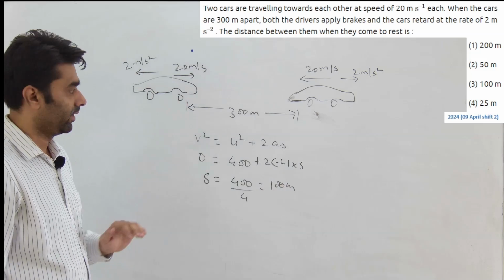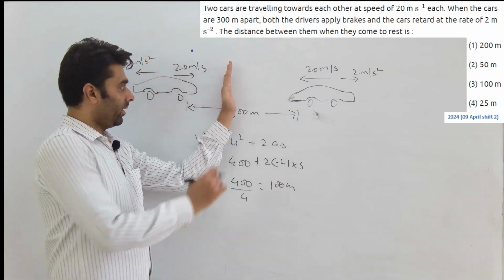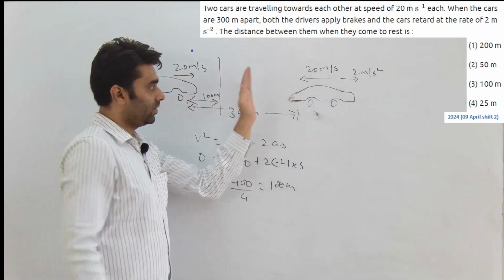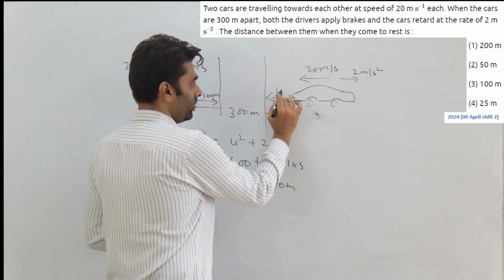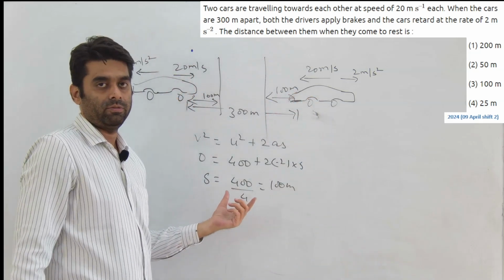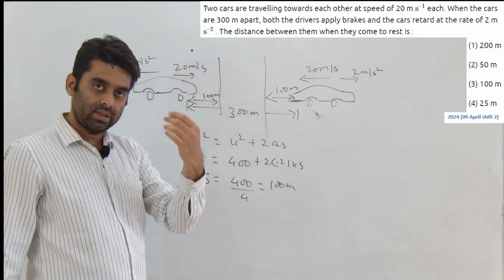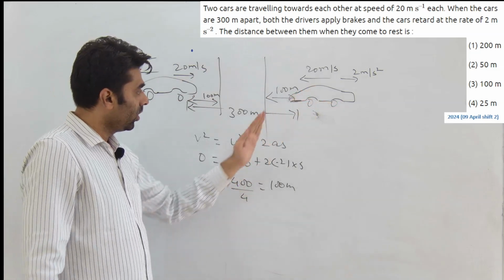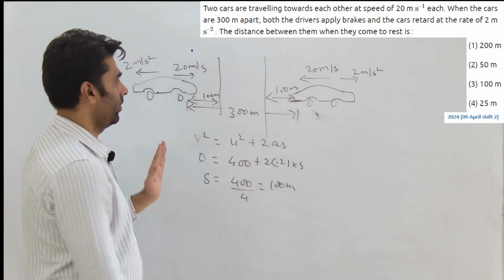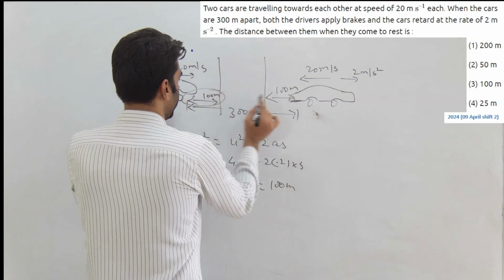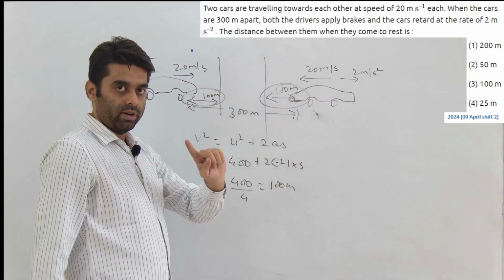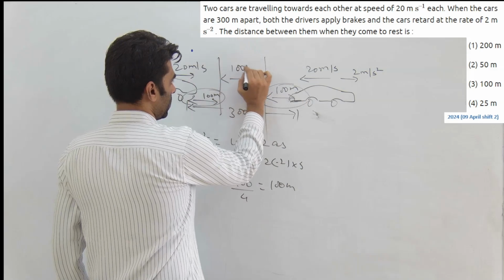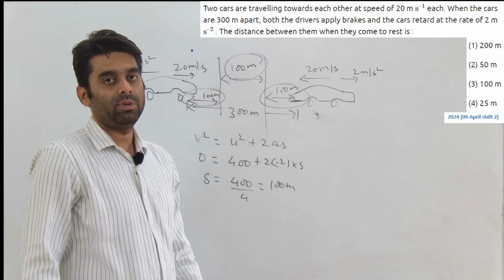Now see carefully over here. This car will travel a 100-meter distance, and this car will also travel a 100-meter distance. Why have I calculated with only one equation? Because the initial parameters are the same: the magnitude of velocity is the same and the retardation magnitude is the same. So both of them will travel 100 meter and come to rest. From 300 meter, this is covering 100, this is covering 100. So 200 is covered. How much distance is left over? 100 meter. The answer will be 100 meter.